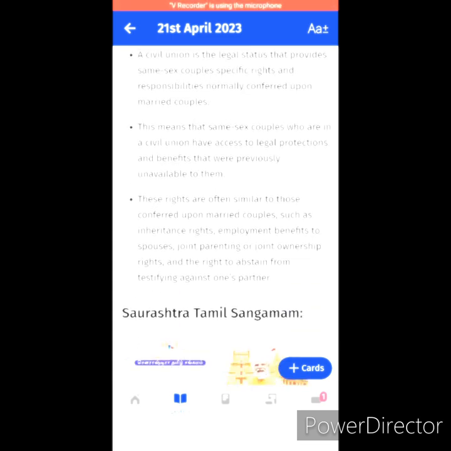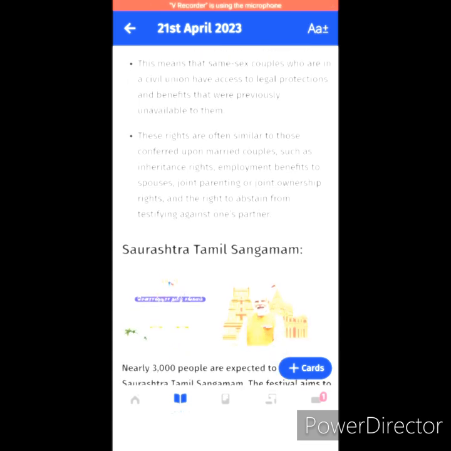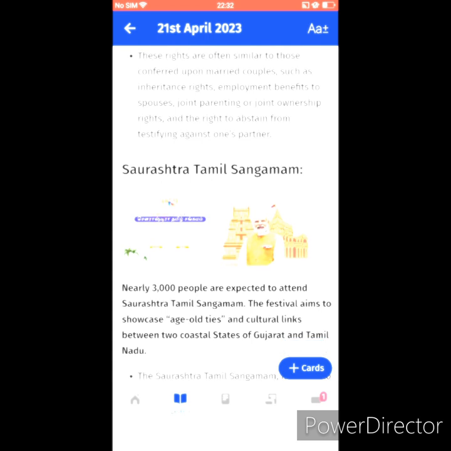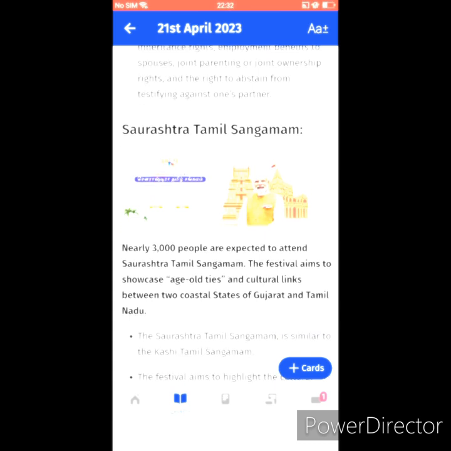A civil union is the legal status that provides same sex couples specific rights and responsibilities normally conferred upon married couples. This means that same sex couples who are in a civil union have access to legal protections and benefits that were previously unavailable to them. These rights are often similar to those conferred upon married couples, such as inheritance rights, employment benefits to spouses, joint parenting or joint ownership rights, and the right to abstain from testifying against one's partner.